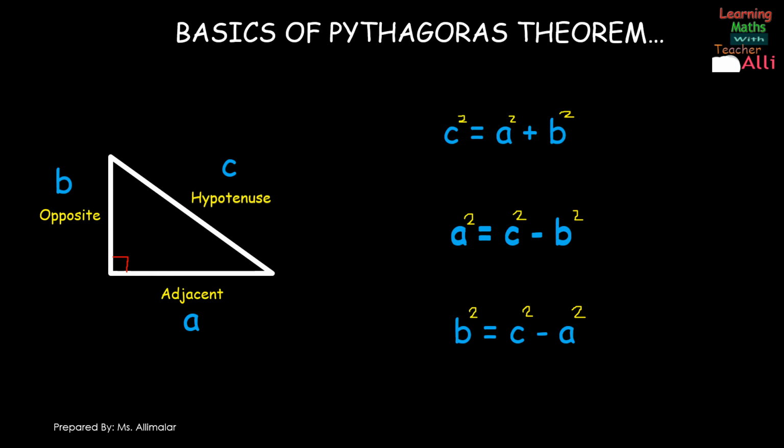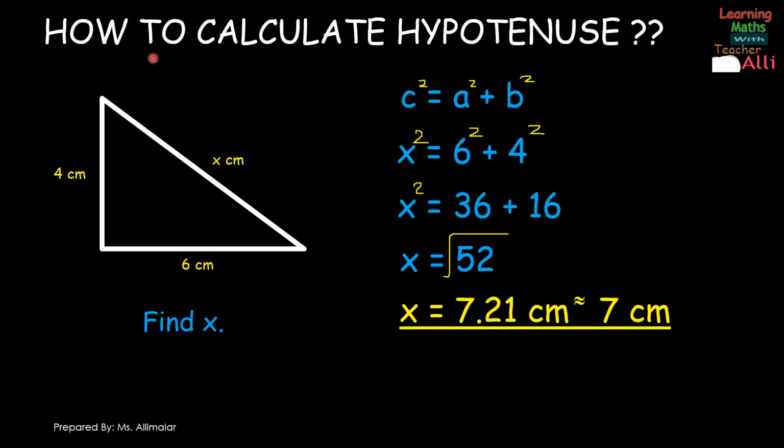Okay, I'll show an example. Now, how to calculate hypotenuse? Now look at this triangle. So this is the right angle, correct?